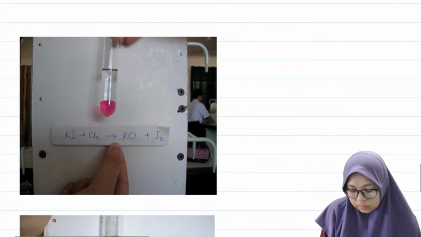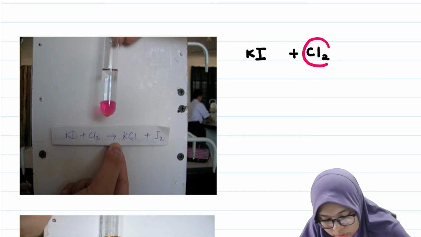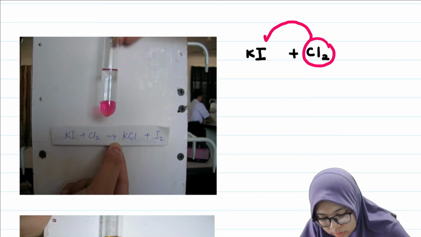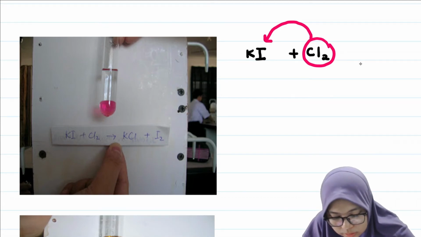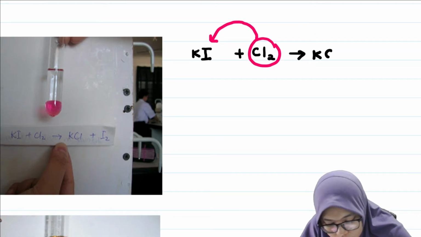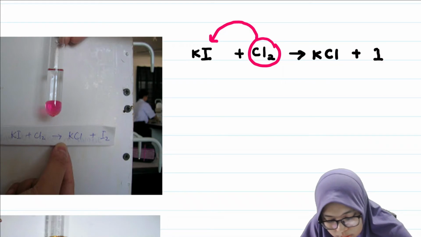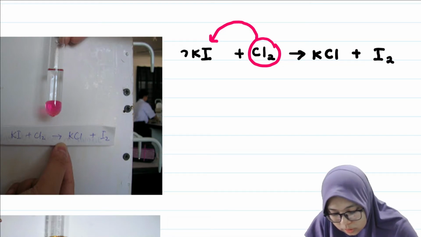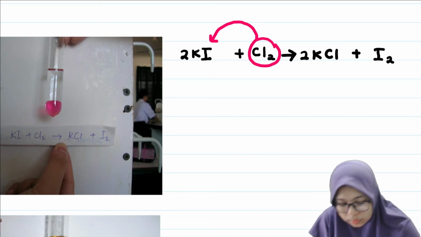This is the reaction between potassium iodide and chlorine water. In this reaction, we are reacting potassium iodide and chlorine. Again, chlorine is more reactive than iodine, so chlorine will be able to displace iodine from its halide solution. The products are potassium chloride and iodine as a molecule. So you need 2 potassium iodide and 2 potassium chloride.